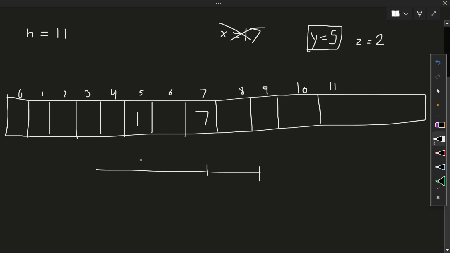What about 7? The length is 7. If we make a cut on this, the remaining length is 2. On 2, it is also not possible because the value here is 0. So the remaining length is not possible. So 7 is not possible. 6 is not possible, 7 is not possible, 8 is not possible, 9 is not possible.